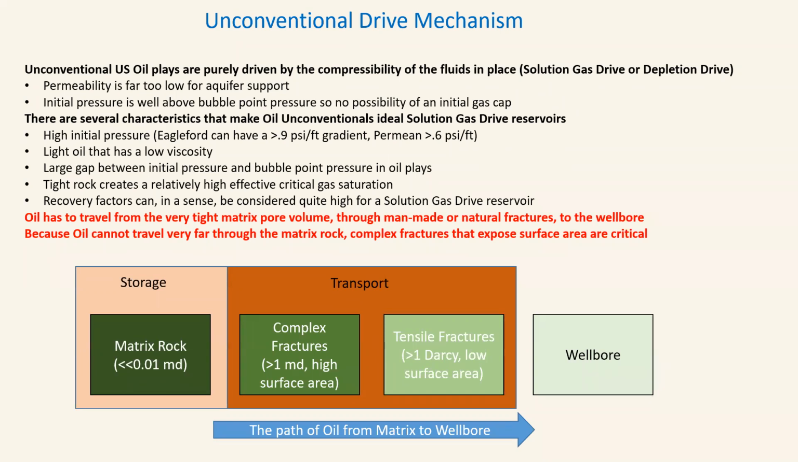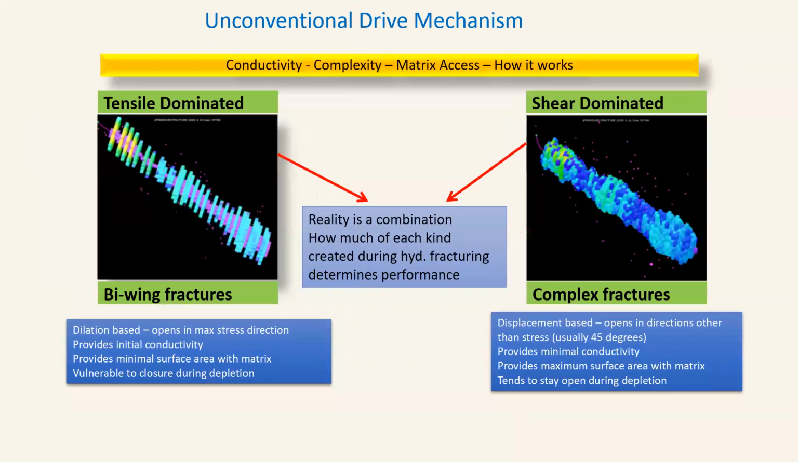So if you think of it as a city, you have your apartment building, your apartment is the matrix. You take the hallways through your apartment to get to the street, and those walkways in your apartment are the complex fractures. And then the street is the tensile fracture. And then the street takes you to the highway, which is going to be your wellbore to wherever you're going. Okay. So basically you need complex fractures in this system in order to expose surface area in order to produce. If that's confusing, don't worry, we're going to talk about it a lot more.